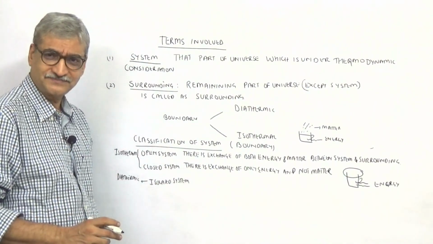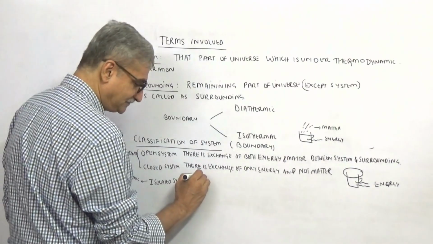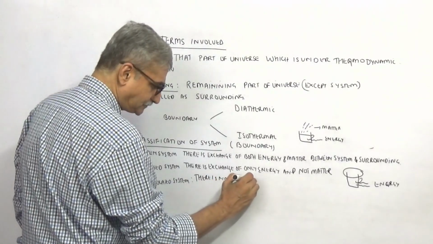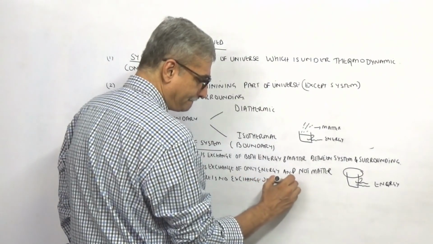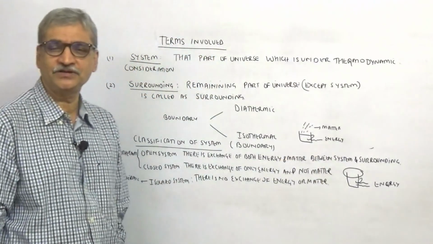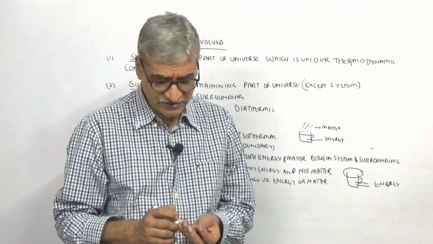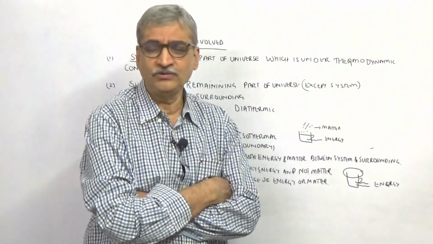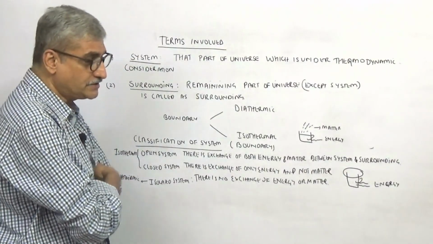Isolated system. It is clear. What is an isolated system? There is no exchange of energy or matter. That means the same tea you put in a flask. It's not a perfect insulator. I mean, after 8-10 hours, maybe the temperature will come down. But for some time, there is going to be no exchange of energy or matter. It will act as an isolated system. This is clear. So this was based on boundary.